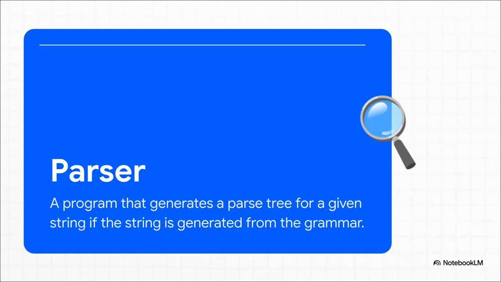Here's a great way to think about it. Imagine you wrote a sentence. A parser first checks if that sentence is grammatically correct. But it doesn't just stop there and say, yep, looks good. It actually diagrams the sentence, figuring out the subject, the verb, the objects, all the structure. That diagram, for code, is what we call a parse tree.